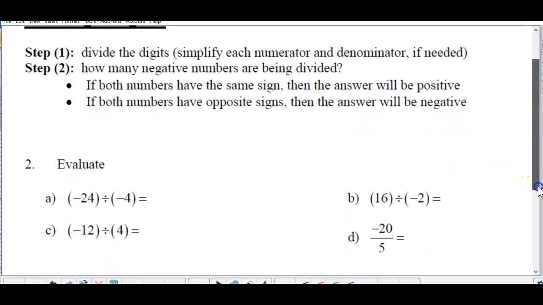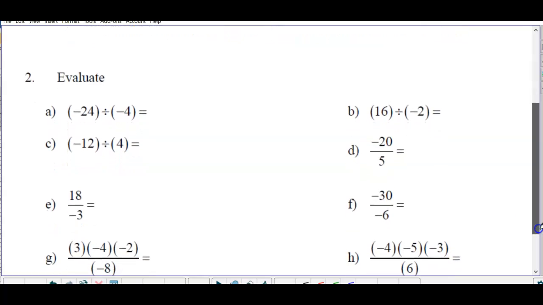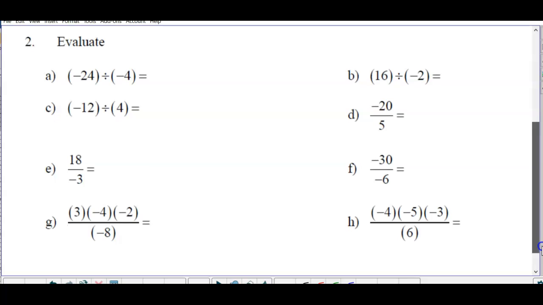If there's some multiplying within a numerator or denominator, like G and H here, then really what you're doing is simplifying the numerator and then dividing, but you can use the same steps as with multiplying, counting up the number of negatives. In any case, the first ones are straightforward divisions. So 24 divided by 4 is 6. Negative divided by negative is a positive. There's two negatives there.